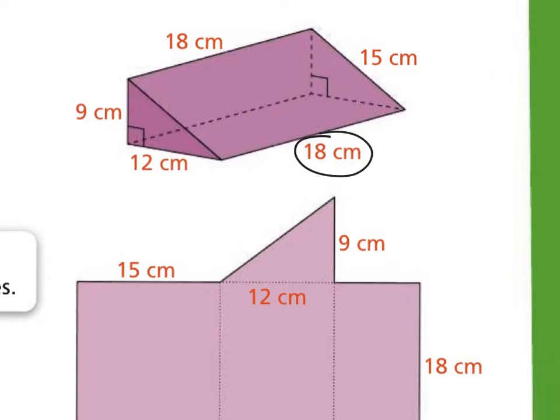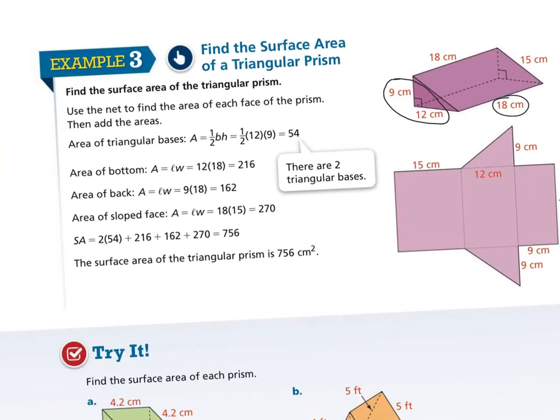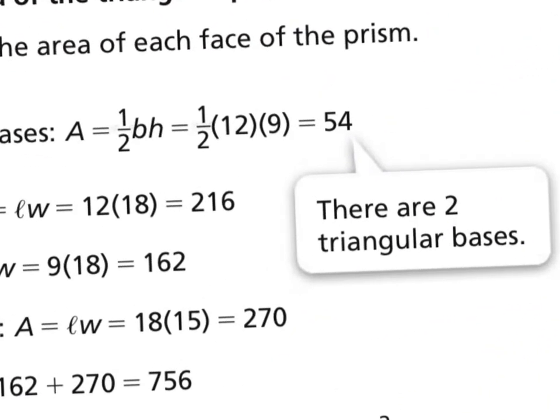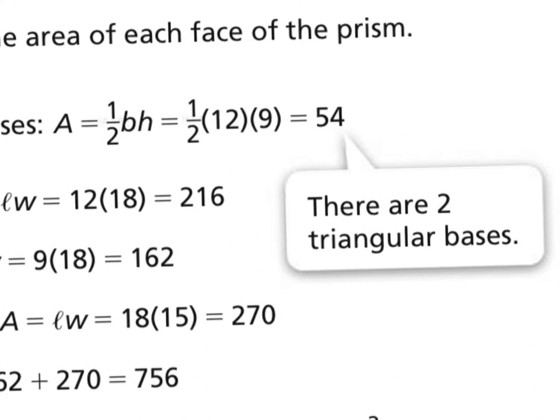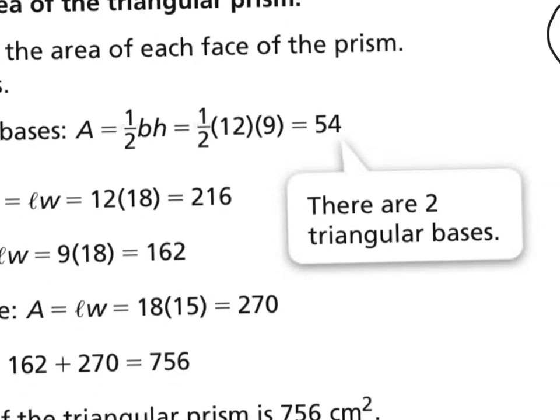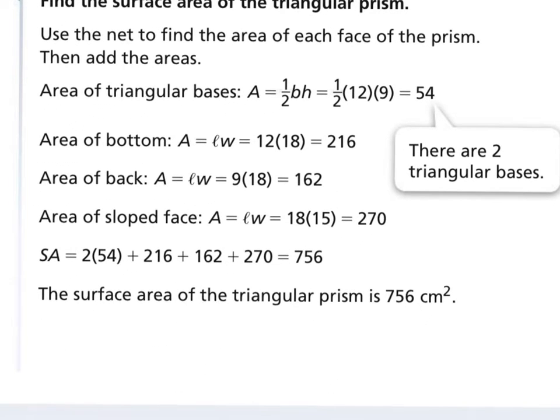So for the triangles, we can see the base and the height are 12 and 9. So that's why they did 1/2 times 12 times 9, and they got 54. The deal is there are 2 of those. So later on, what they're doing down here for the surface area, they're doing 2 times 54 because we have 2 triangles. That's the reason why they're multiplying 2 times 54 down there.